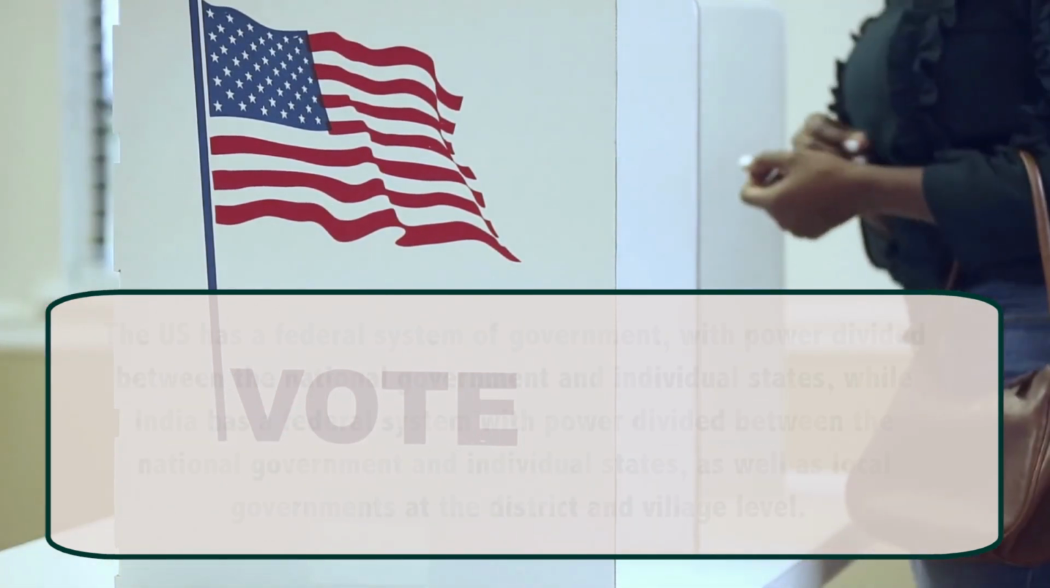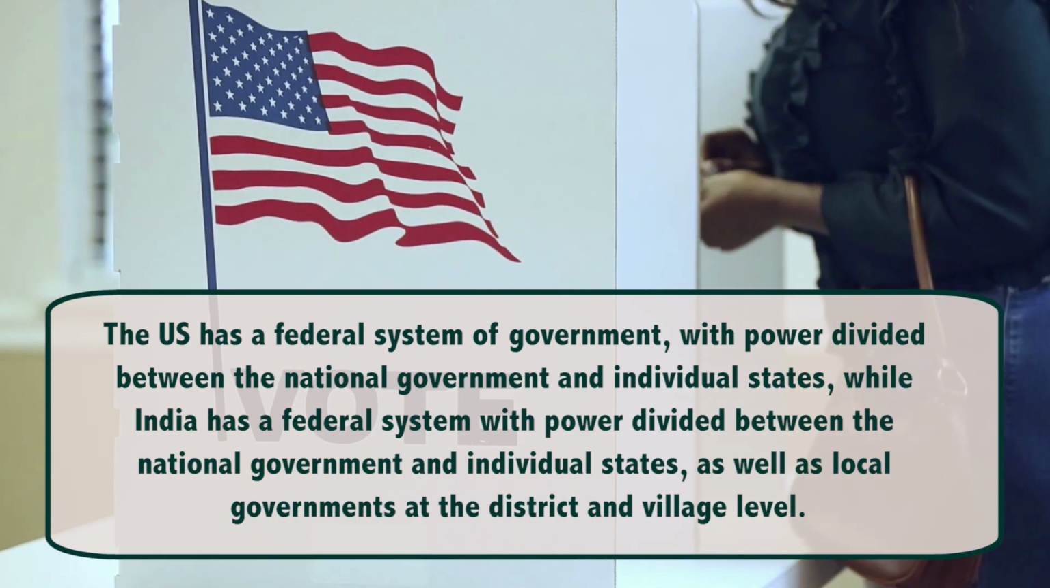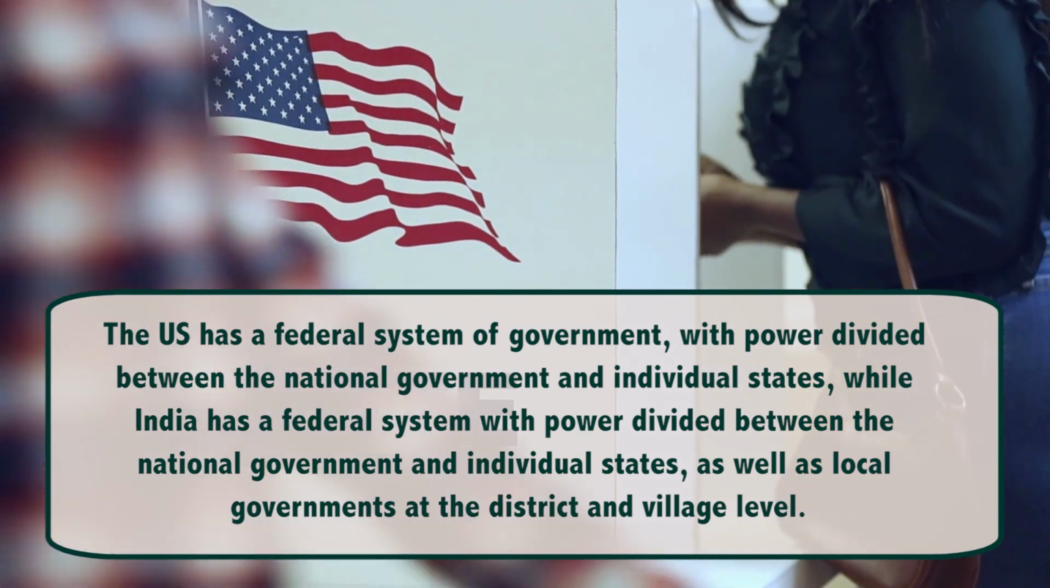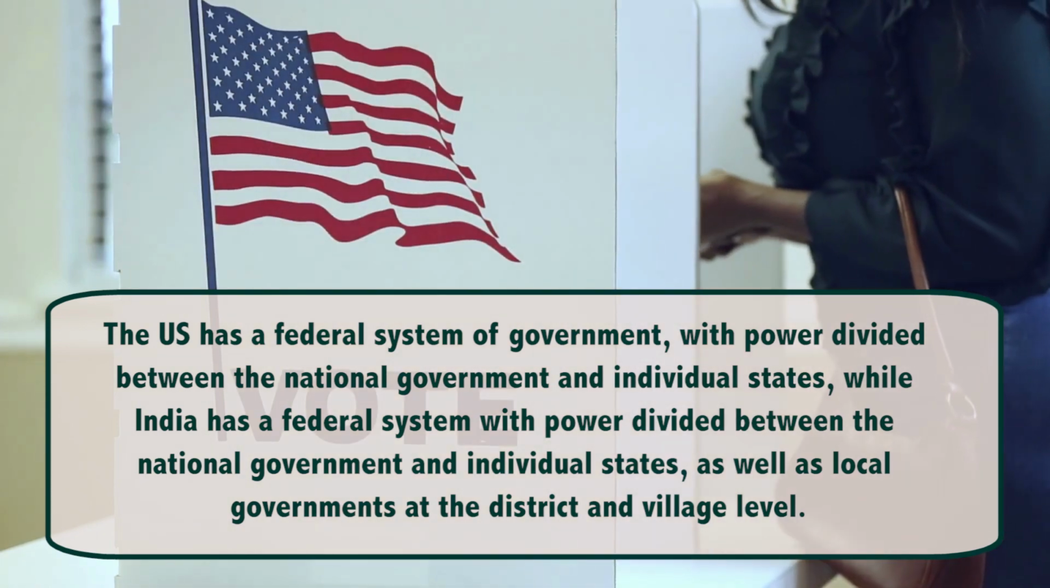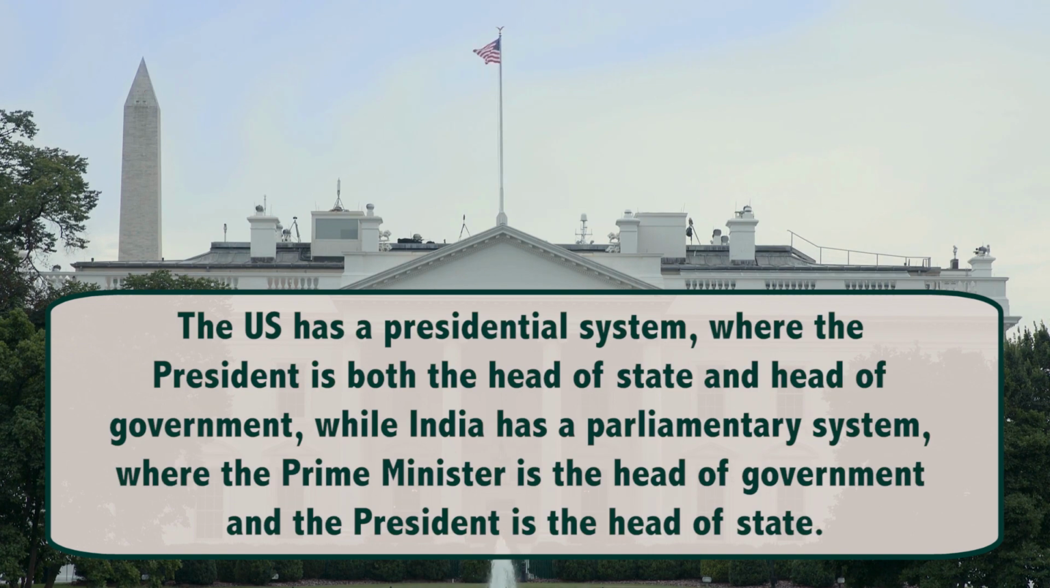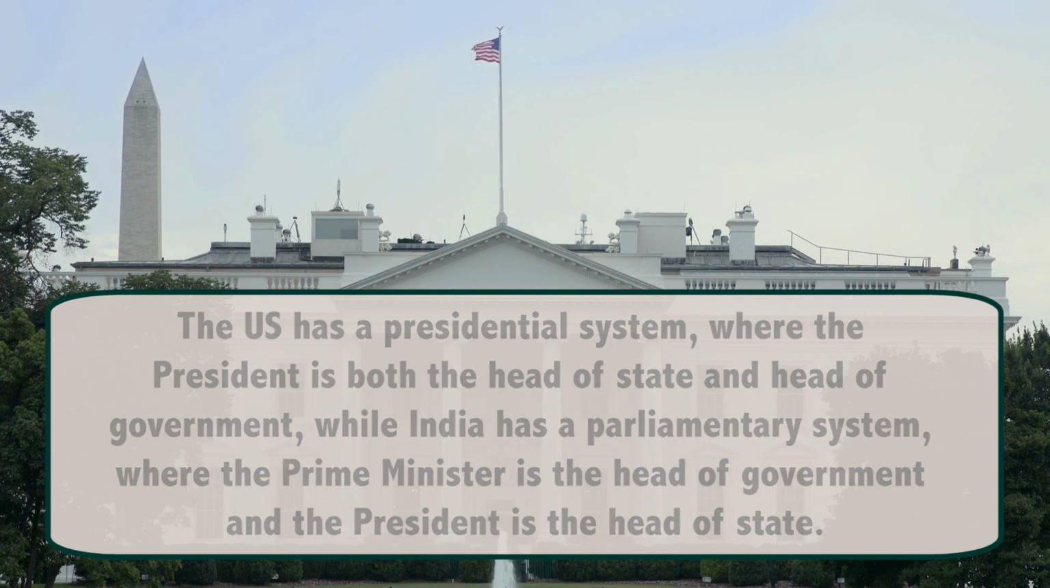Structure of government. The U.S. has a federal system of government, with power divided between the national government and individual states, while India has a federal system with power divided between the national government and individual states, as well as local governments at the district and village level. The U.S. has a presidential system, where the president is both the head of state and head of government, while India has a parliamentary system, where the prime minister is the head of government and the president is the head of state.